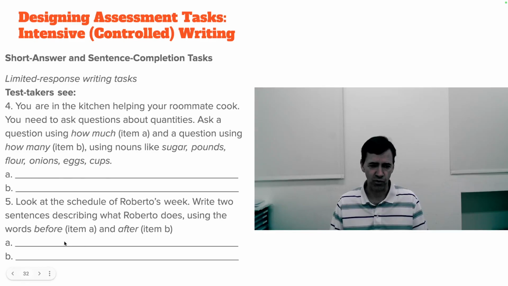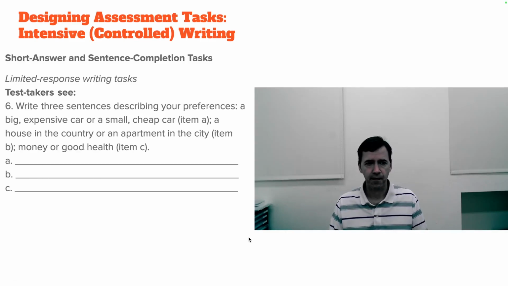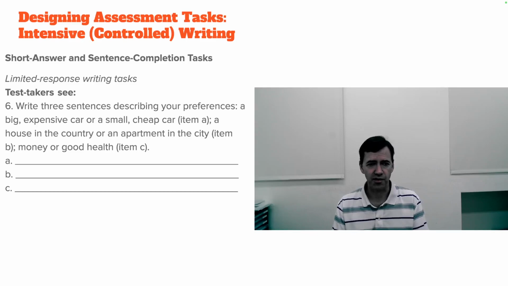Okay, again, before is A, after is B. It's very clear for the students once they look at the picture of his schedule. Okay, and then number 6. The last one is write 3 sentences describing your preferences. A big, expensive car or a small, cheap car for A, a house in the country or an apartment in the city for B, money or good health in C.